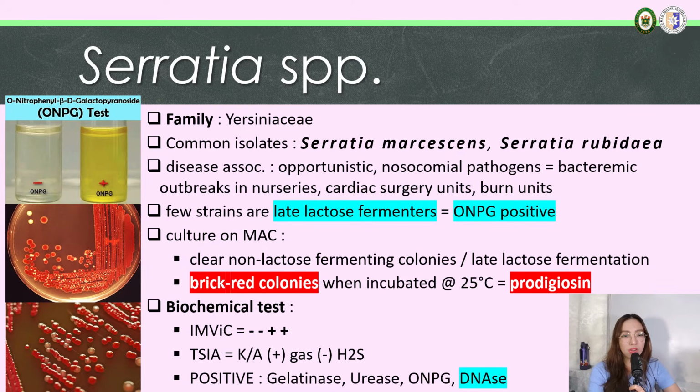So listed here are its IMViC and TSI reactions. The IMViC of Serratia is negative, negative, positive, positive. All right? Which organism does it resemble? Klebsiella pneumoniae, right? Klebsiella pneumoniae is also negative, negative, positive, positive. All right? Serratia species will also test positive for ONPG, as previously mentioned. It's also positive for gelatinase, urease, and DNase.